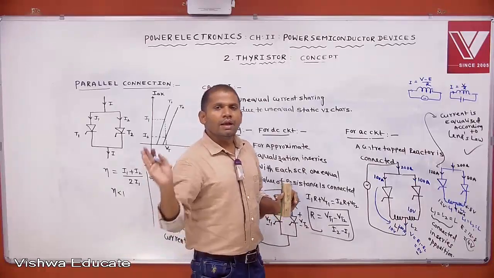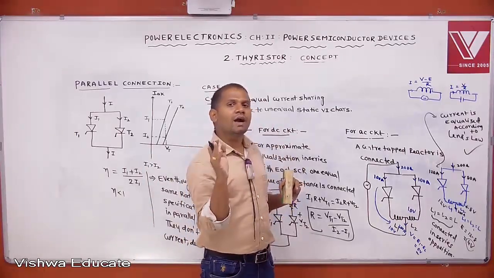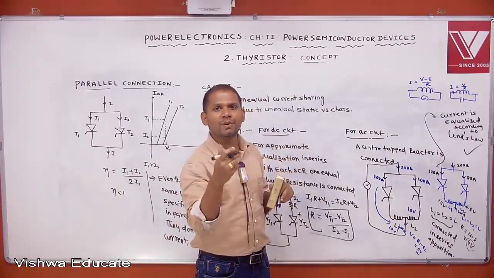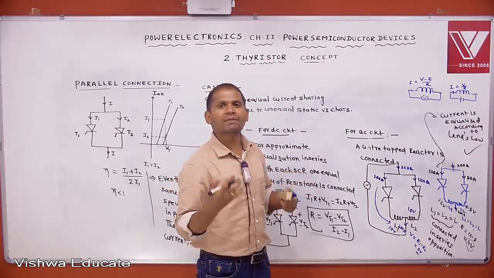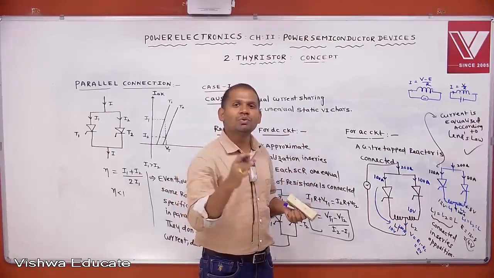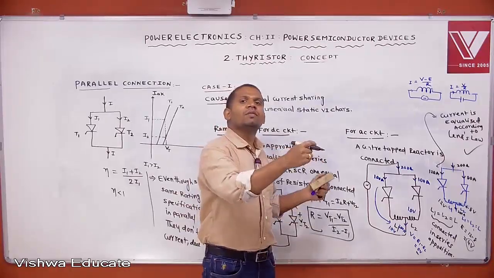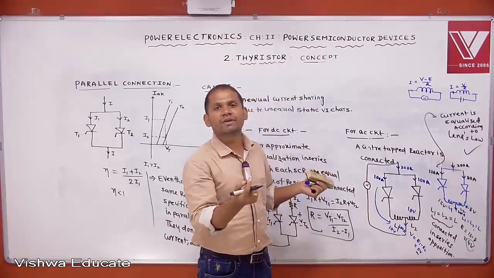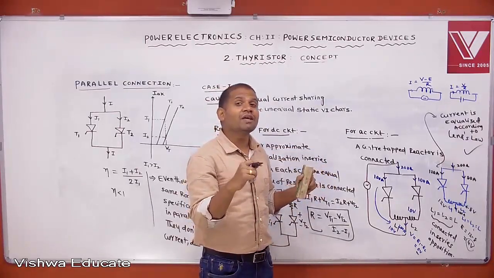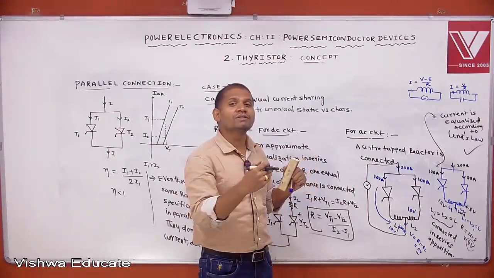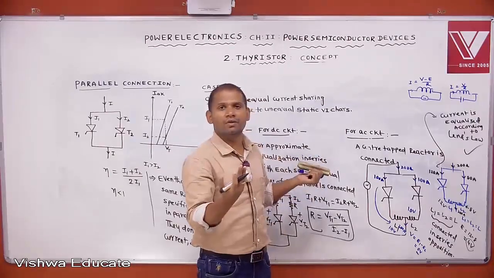Understood? The response opposes the cause. Who is the cause? The difference of current. Who is the response? The voltage. Up to what time does the response oppose the cause? Up to the point the response becomes 0. When the response becomes 0, then the cause becomes 0. Whenever the difference of current is 0, it means there is no difference of current, which means the current sharings are equal.